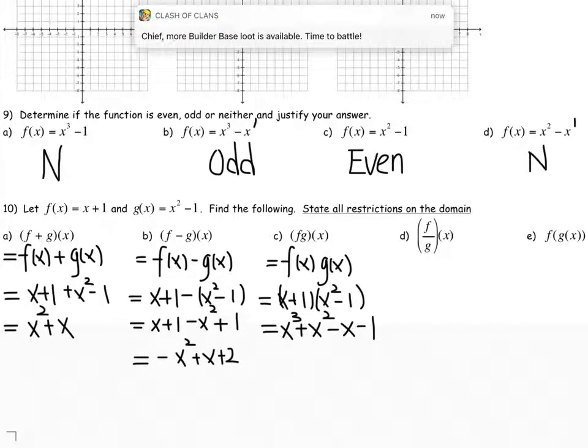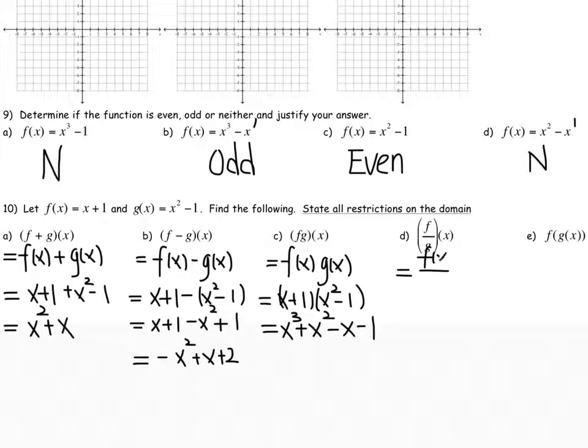Letter D, f divided by g of x. So we have a linear equation divided by a quadratic. There's nothing much I can do about it. The numerator has a lesser degree than the denominator, so I think that's it.